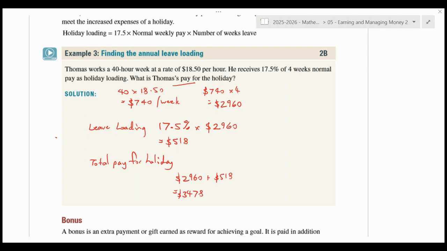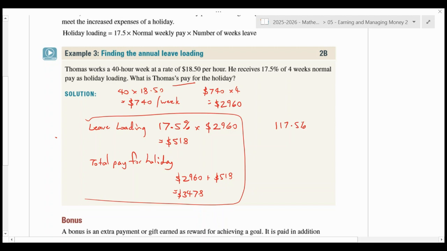All right, if you wanted to do it in one go, so that way we've done it in 2 goes, you could actually go 117.5% times 2960. The reason we can do that is because we want his holiday pay, which is the 2960, which is 100% of his normal pay, and then we want 17.5%. So I'm just adding those two together, doing it as one. If you chuck that into a calculator, you would get $3,478. So there's 2 ways of doing it.